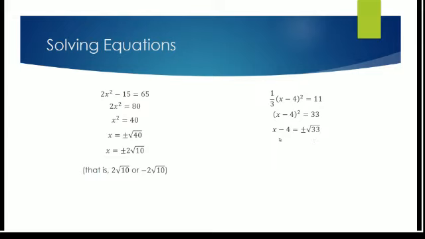To get the x by itself as my last step, I'm going to add 4. Since I know the sign on the 4, I'm going to put it in front of my plus or minus. That gives me x equals positive 4 plus or minus the square root of 33. Again, that's 2 answers, 4 plus the square root of 33 and 4 minus the square root of 33. That gives me my solutions to the original equation.